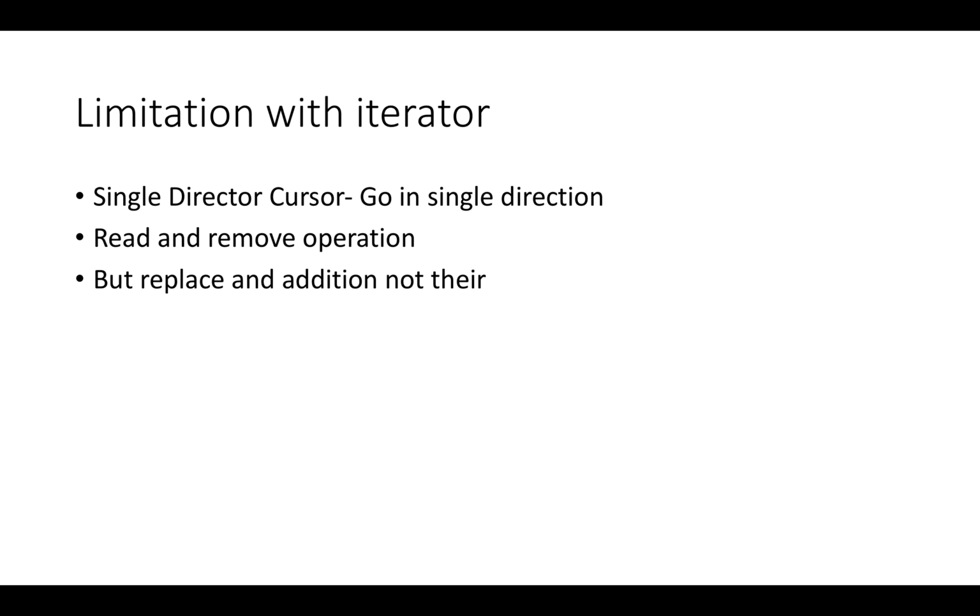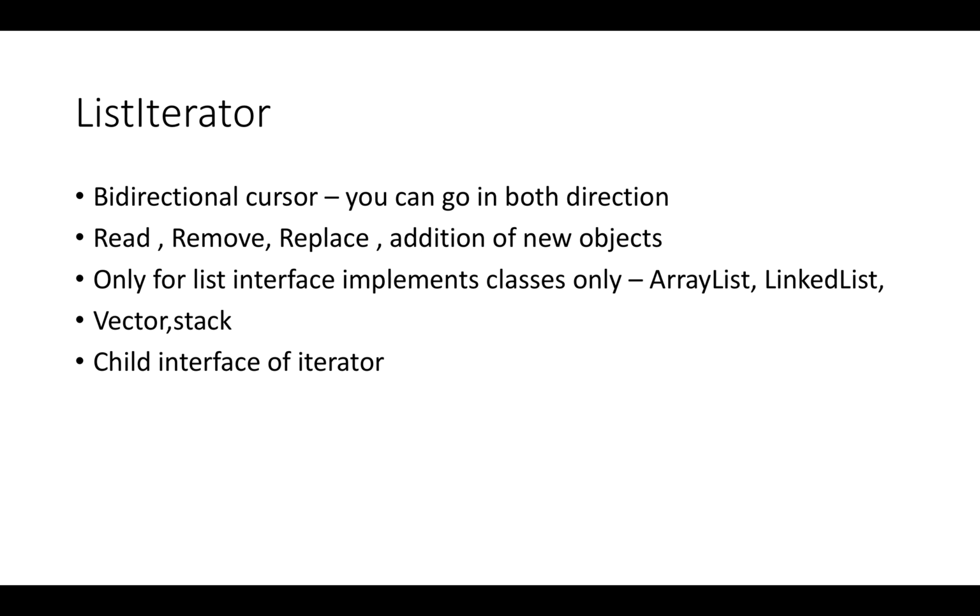Now it has some limitations. Using the Iterator, we can go only in the forward direction, as with Enumeration. We cannot go in the reverse direction, and you can only perform the read or remove operation. If you want to perform a replace, you cannot do that. To overcome this problem, we introduced the ListIterator. But the ListIterator is only applicable for the List implementation classes, meaning ArrayList, LinkedList, Vector, and Stack.